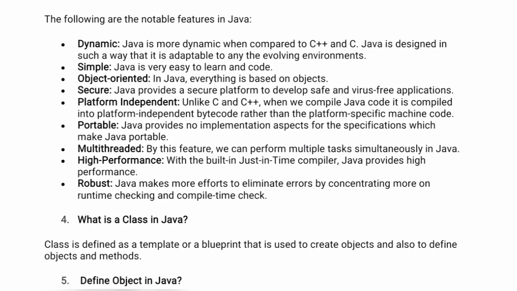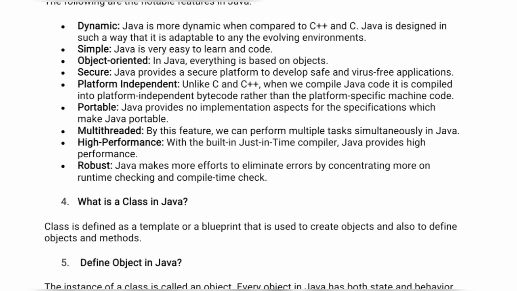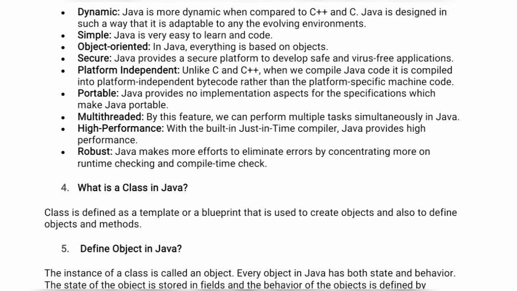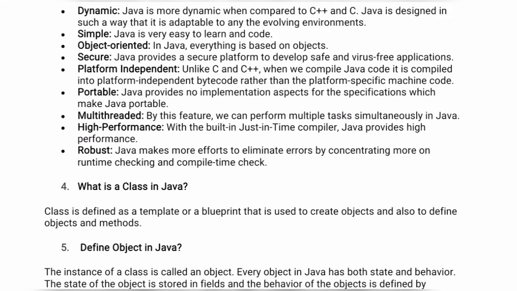Portable. Portable means we can transfer the Java program from one place to another place. Next, multi-threaded. Multi-threaded means in Java we can perform multiple tasks simultaneously. Next, high performance. With the built-in just-in-time compiler, Java provides high performance. Next, robust. Robust means Java makes more efforts to eliminate errors by concentrating more on runtime checking and compile time checking. So, robust means Java eliminates the error prone situations.